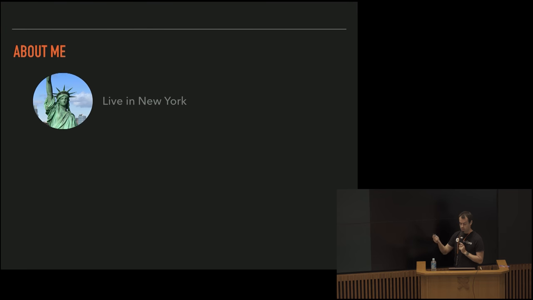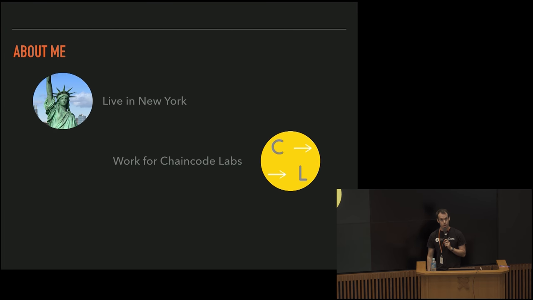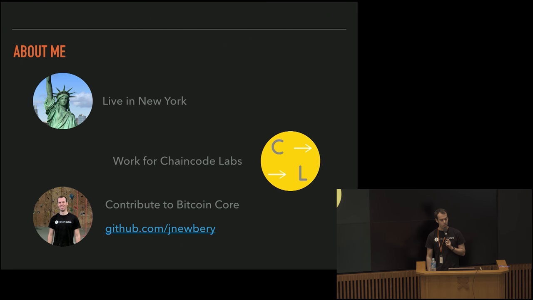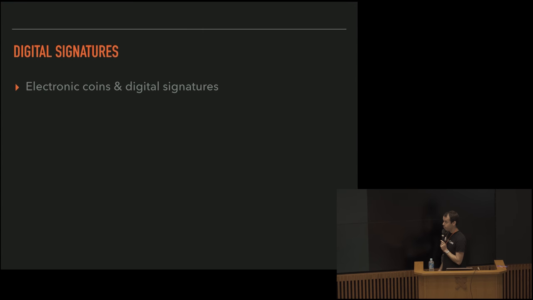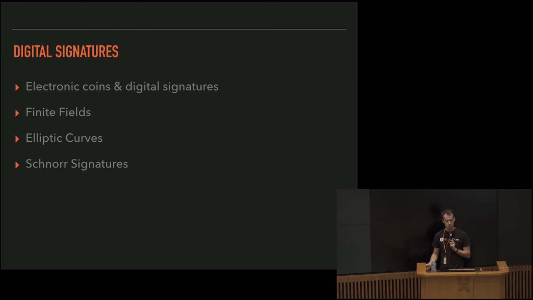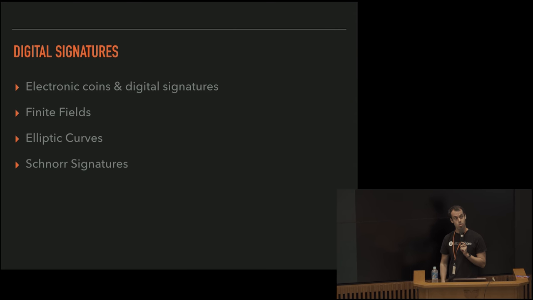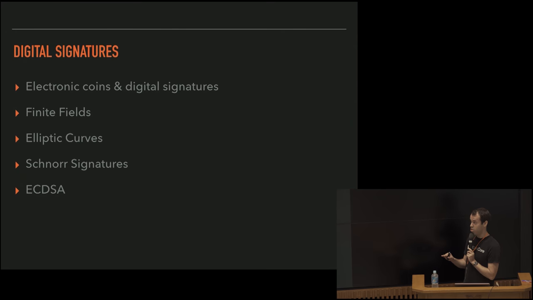My name is John, I live in New York. I work at a company called Chain Code Labs, and most of the time I contribute to Bitcoin Core. So I'm gonna talk about the concept of electronic coins and how digital signatures fit into that. I'm gonna talk about finite fields, elliptic curves, and then Schnorr signatures. And then I'll very quickly touch ECDSA.